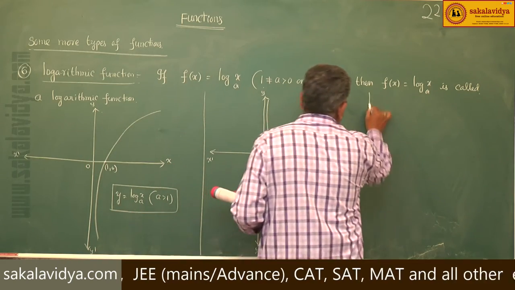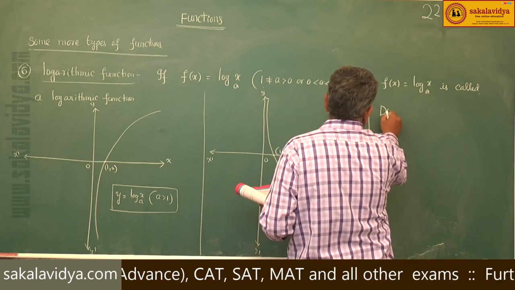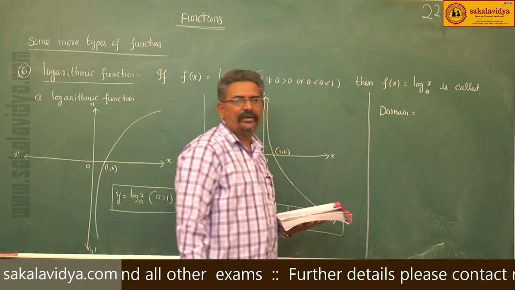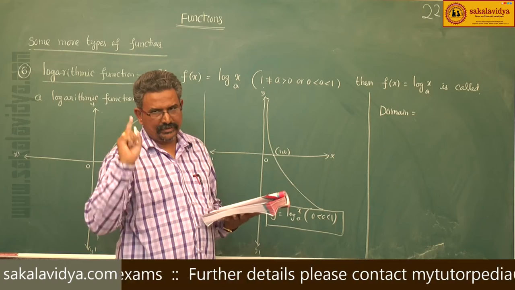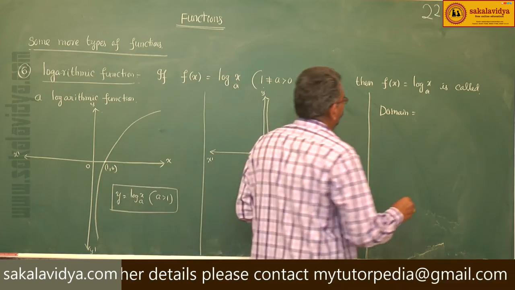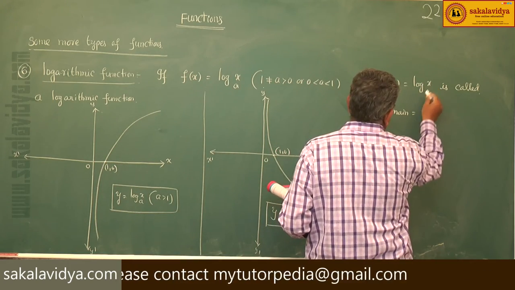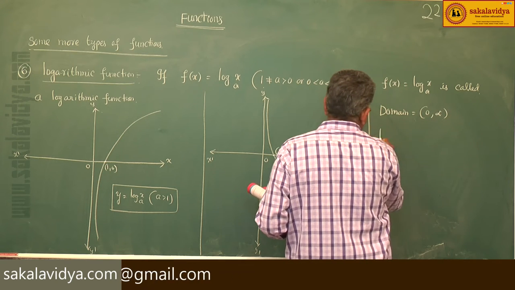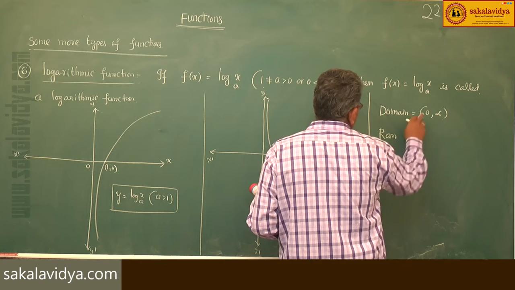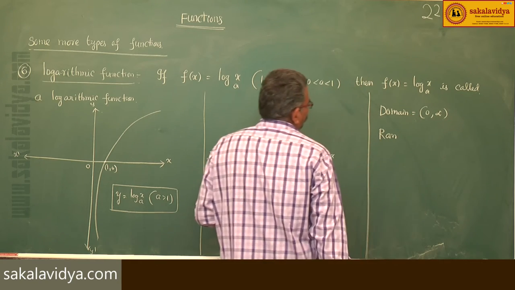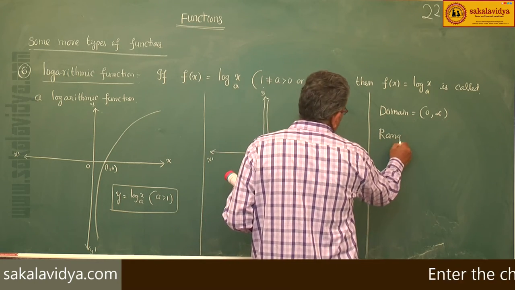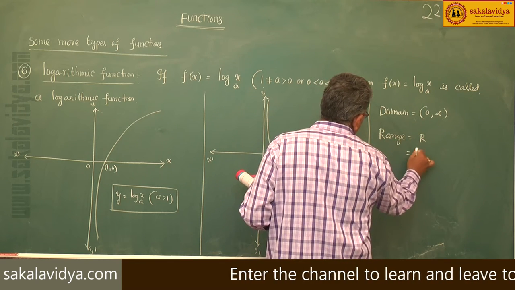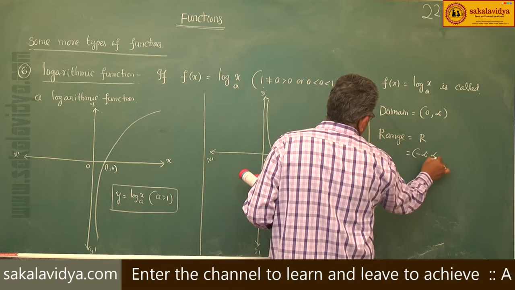Now domain. Domain means this log x to the base a is defined only when x is positive. That means x greater than 0. X greater than 0 means 0 to infinity. Now range. For all this 0 to infinity, we get real numbers R, or minus infinity comma infinity.